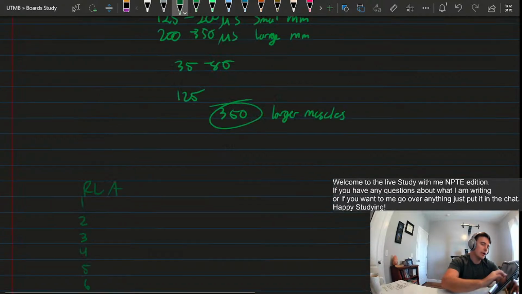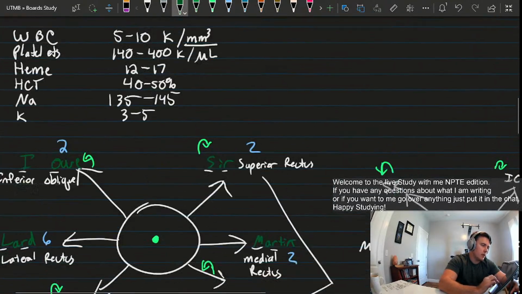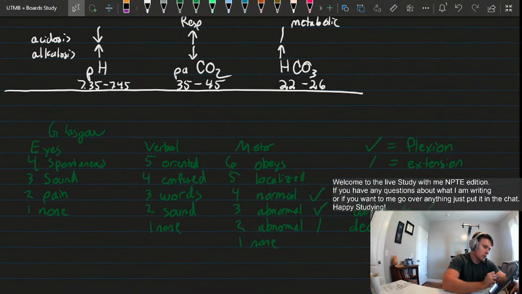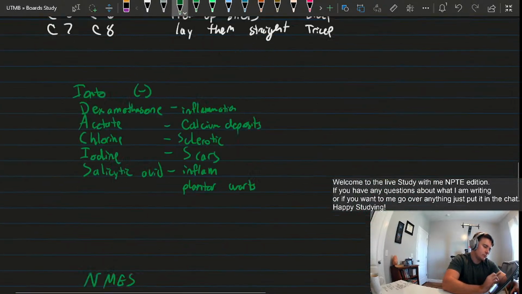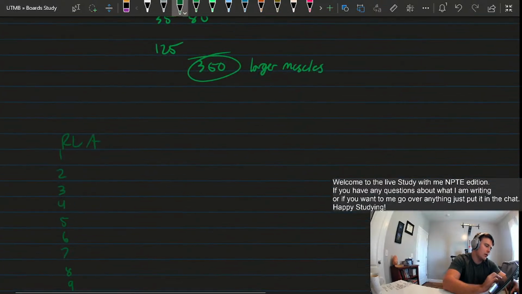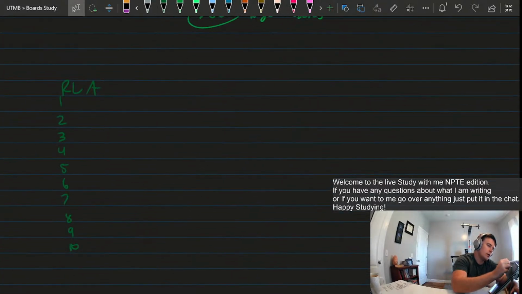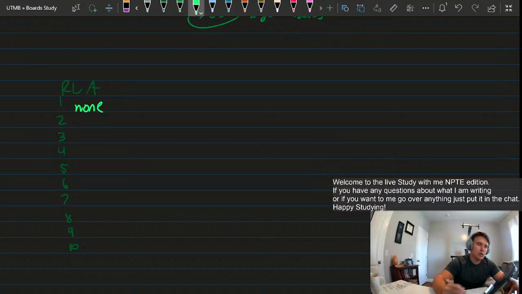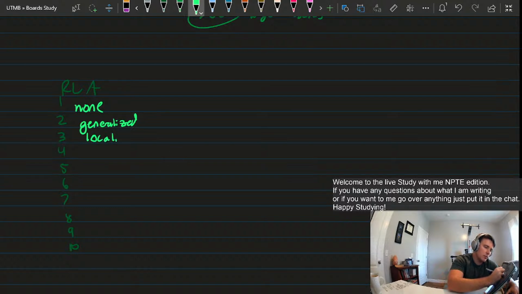Okay, so just like a 1 on the Glasgow Coma scale, which is here, 1 is going to be none. That means they are comatose. So a 2 is just going to be generalized response. A 3 is going to be localized response. And as you can see, this is very similar to the Glasgow Coma scale. It just pulls everything into one scale.